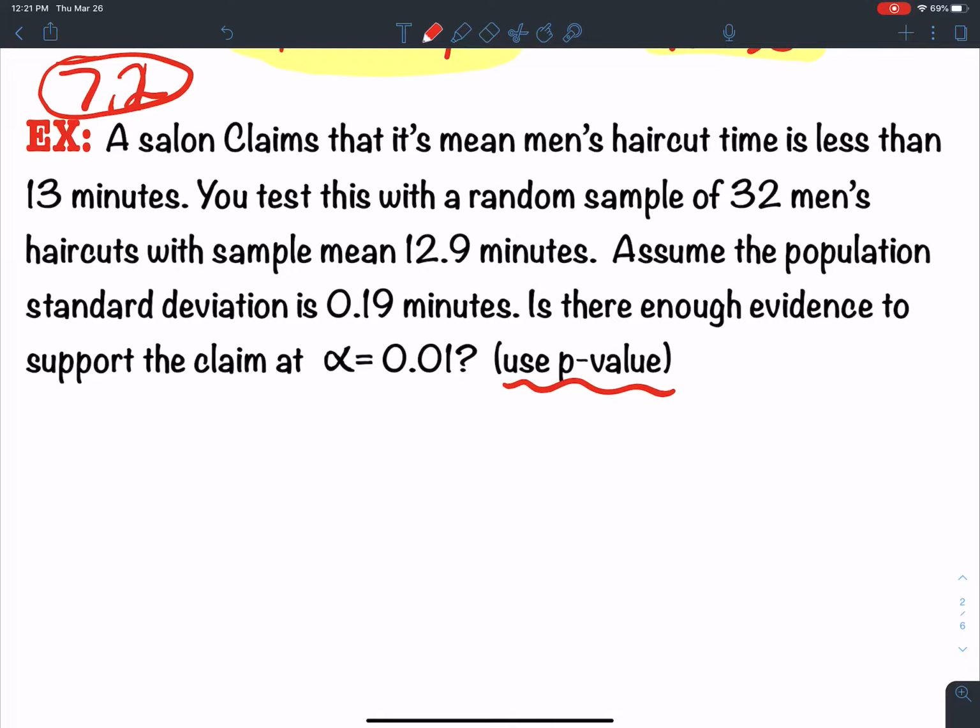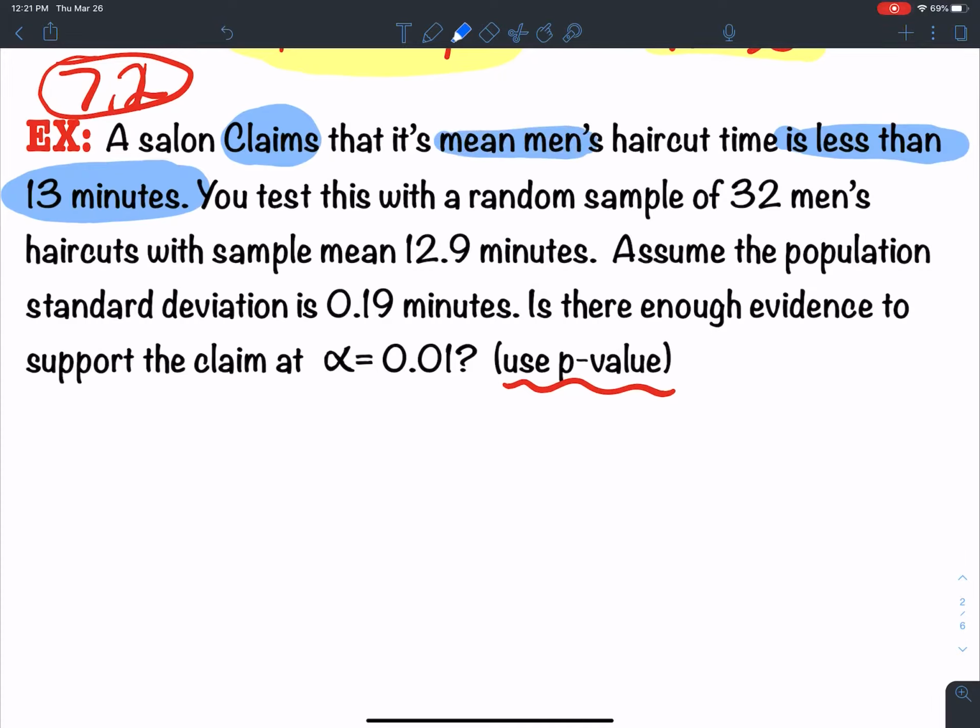What in the world are we going to do? Well, first thing I want you to do is label all your numbers. So, first number I see is 13 minutes. What does 13 minutes have to do with? Okay, there's a claim being made. We need to figure out what the claim is, all right? Its mean is less than 13 minutes.